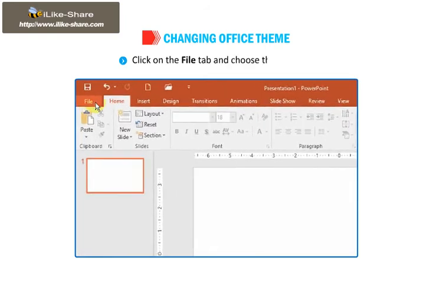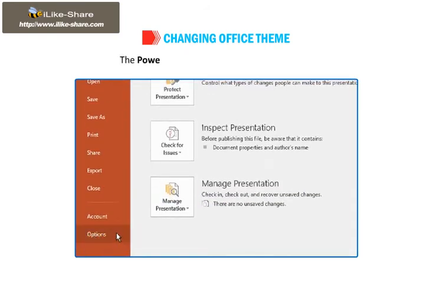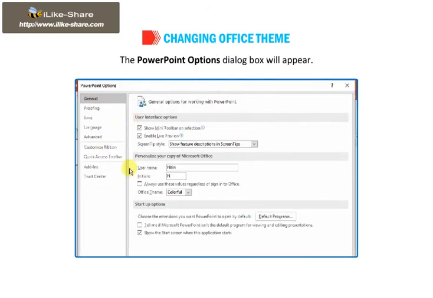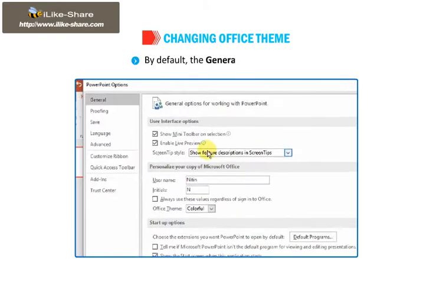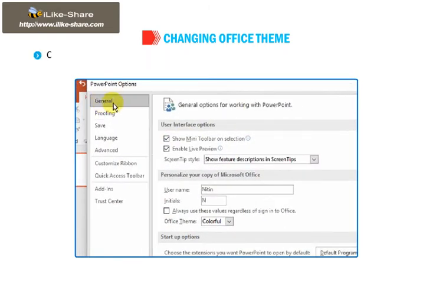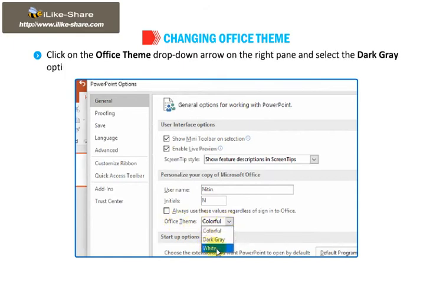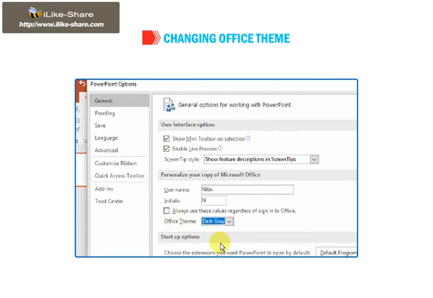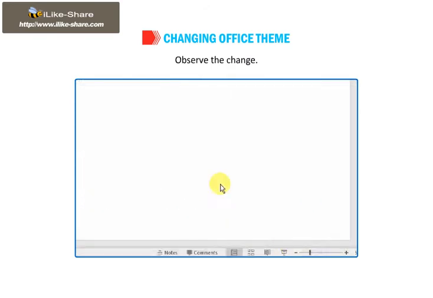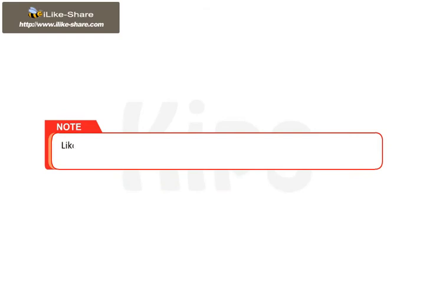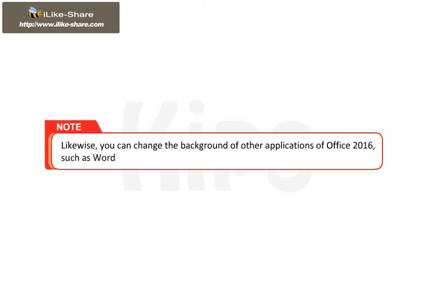Click on the File tab and choose the options. The PowerPoint Options dialog box will appear. By default, the General tab is selected. Click on the Office Theme drop-down arrow on the right pane and select the dark gray option from the displayed list. Observe the change. Students, similarly, you can change the background of other applications of Office 2016, such as Word, Excel, etc.